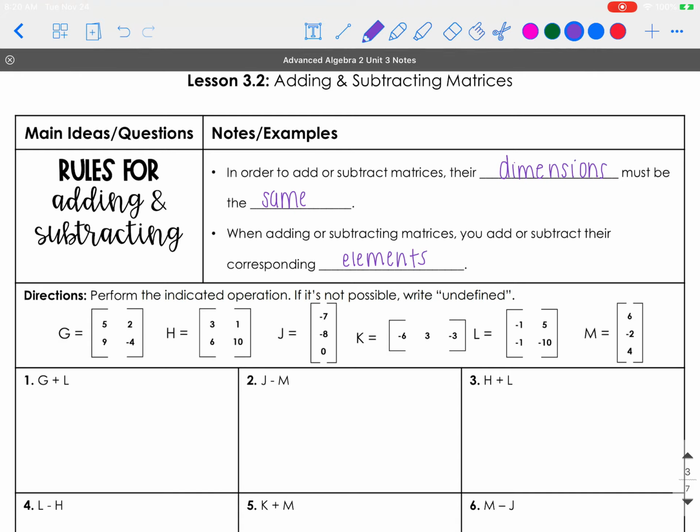So let's look at G here. We'll do an example, G plus L. Here's G, and here's L. I'm going to add the matrices that are in the same spot. So like element G11, I would add that to element L11. So top left. You just add those or subtract those, whatever your question asks you to do.